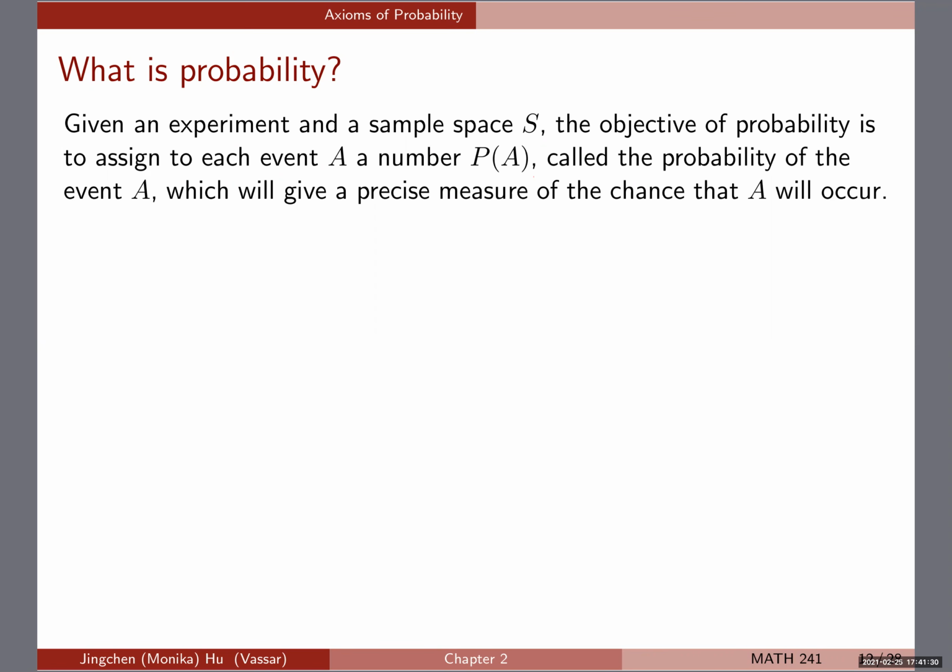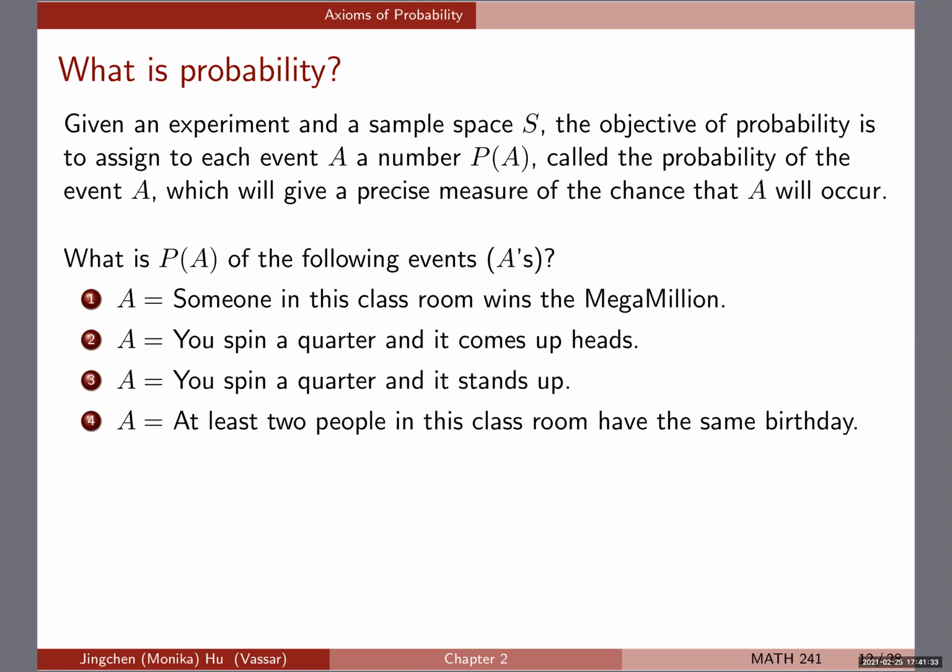So just to give you some examples, what will be the probability of A, which is the event of the following different events here? For example, someone in this classroom wins the Mega Millions. I guess we are going to think it's going to be pretty low chance. So most likely P(A) is going to be really low, close to 0.